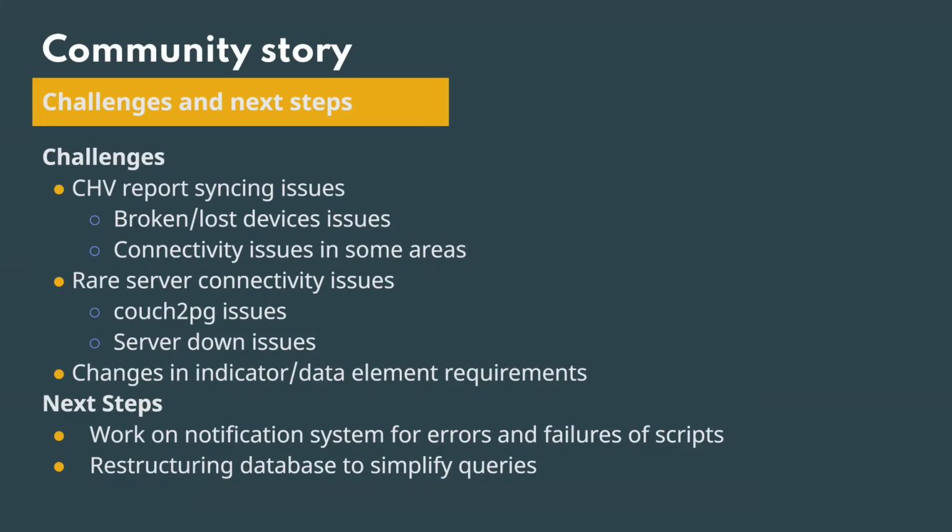And then in terms of challenges and next steps, obviously we had challenges. One of the challenges that we faced was that the CHVs reported syncing issues, and that was either due to broken or lost devices or connectivity issues in some areas. So sometimes there were gaps in our data that we were sending to the DHIS2. But to remedy that, what we did is in the next push cycle, we were not only pushing the data for the current month, but also for the previous 2 months. So that filled the data gap.